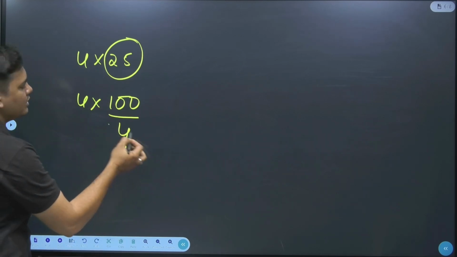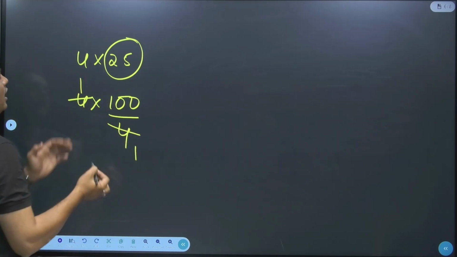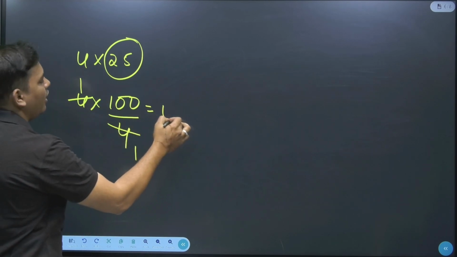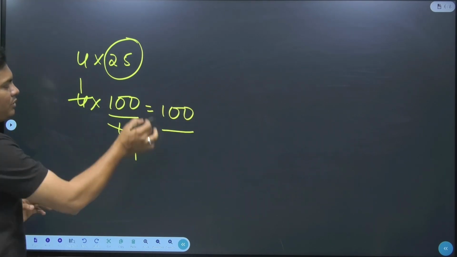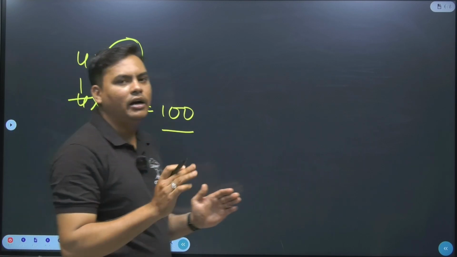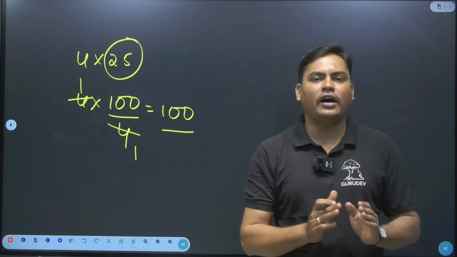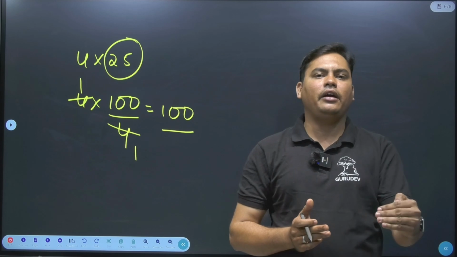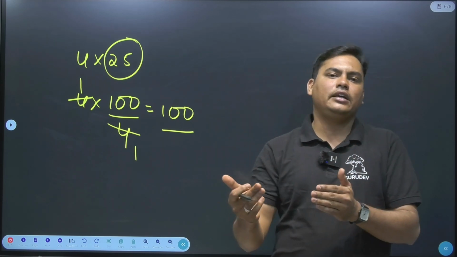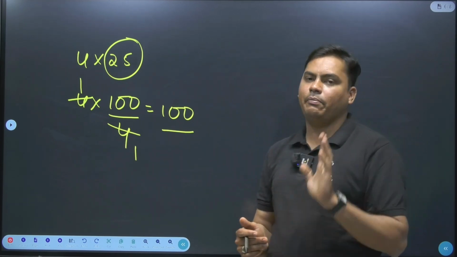I can cancel this as 4 ones are 4, 4 ones are 4, and 1 into 100 will be 100. That means I can tell from this example that whenever I am multiplying any number with 25, divide that number by 4 and add zeros. Okay. Now you should remember one point here.